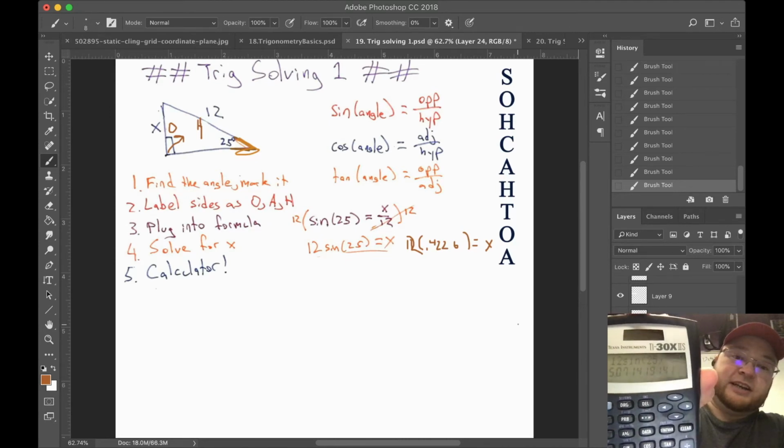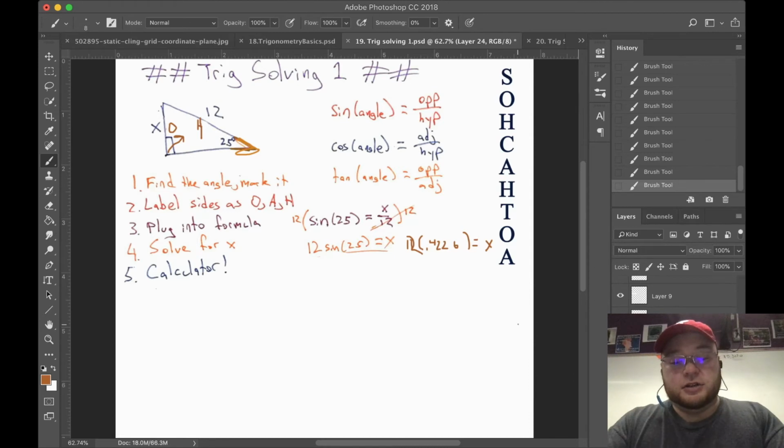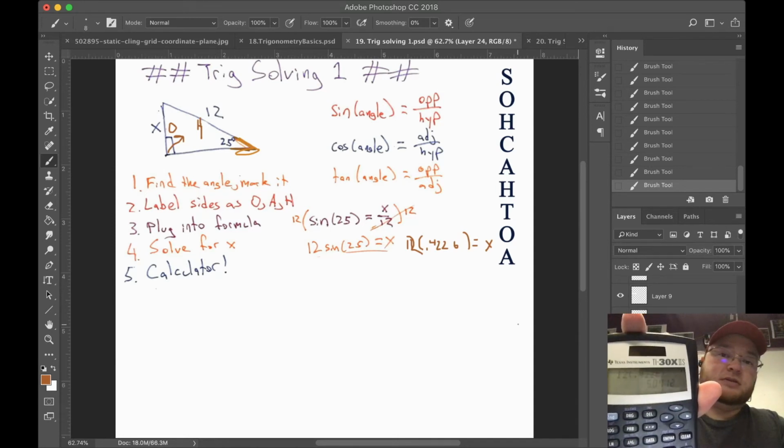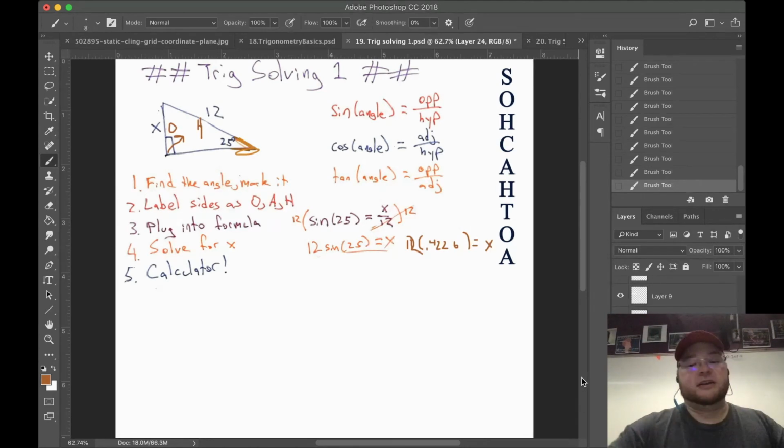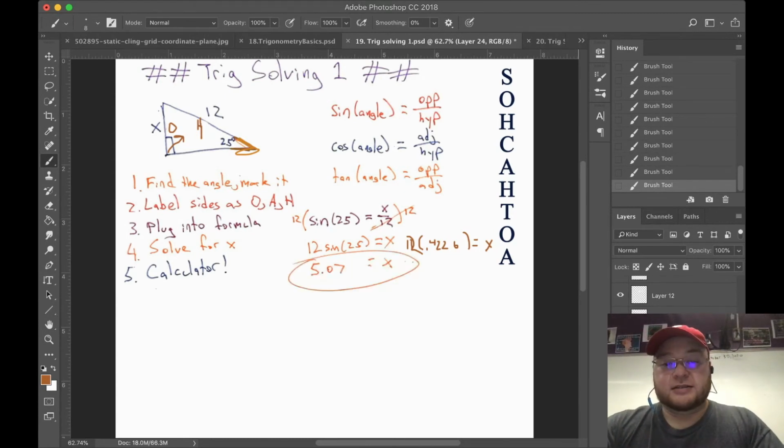Just to show you, 12 times 0.4226 is 5.07. So basically, a calculator has that whole trig table in it already, so you don't have to look through a table and multiply decimals. And that's trig solving for the most part. That's really all it is, just following those same steps.